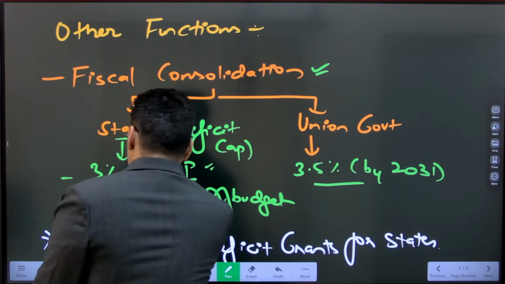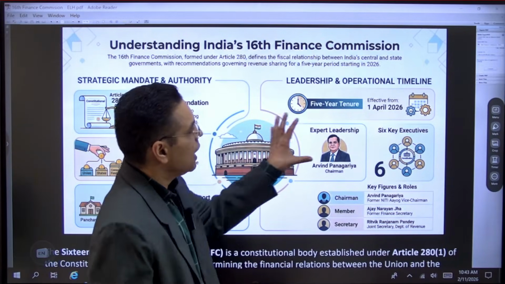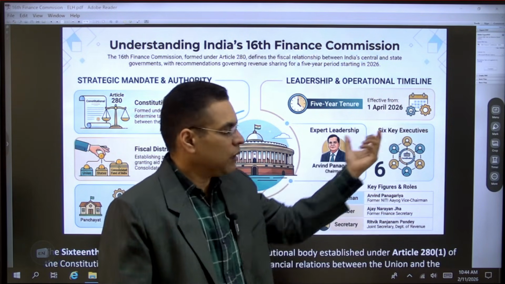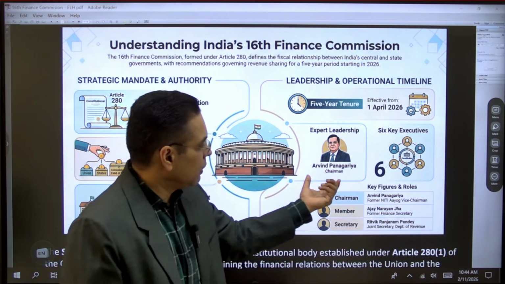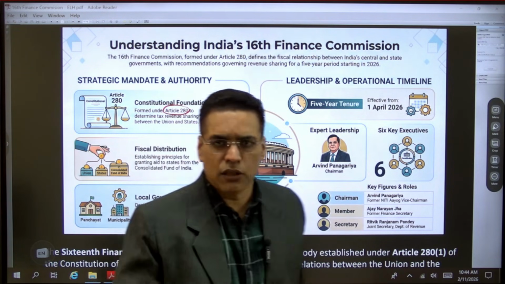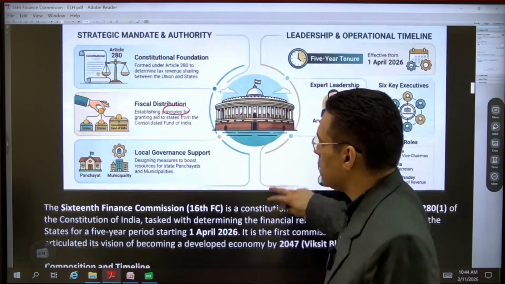Now, the Finance Commission has a 5-year term, from 1st April to 2031, and it is headed by Arvind Panagariya. There are other members also involved. So broadly, these are the major functions of the Finance Commission.